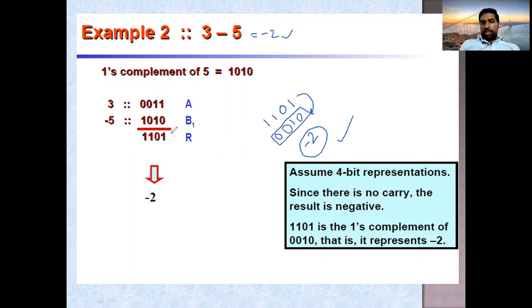So remember, in this concept, the result you are going to get will be in one's complement form. If you want your original answer back, again you need to take one's complement of this, then only you will get your original answer back. Okay, next.